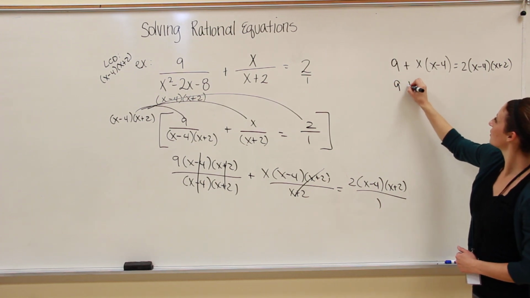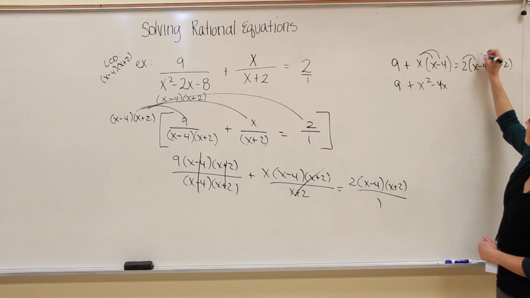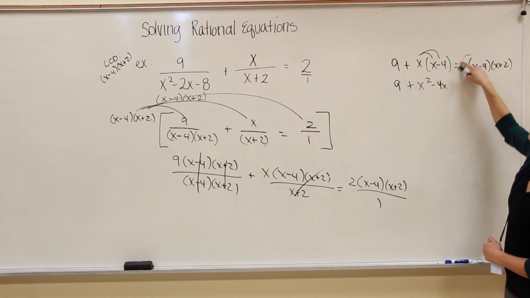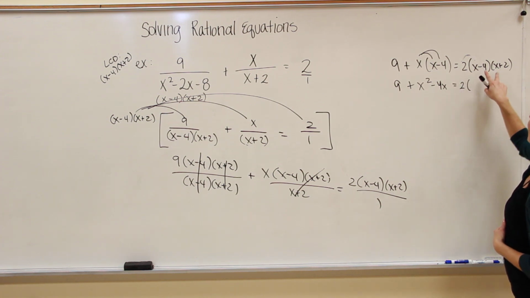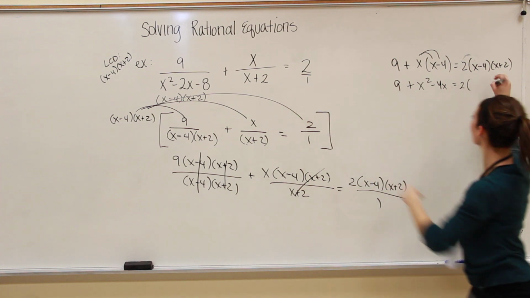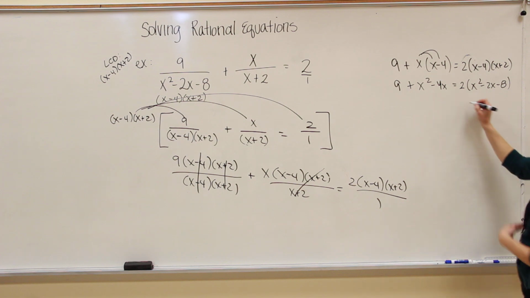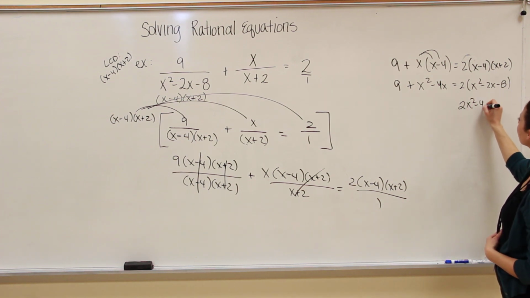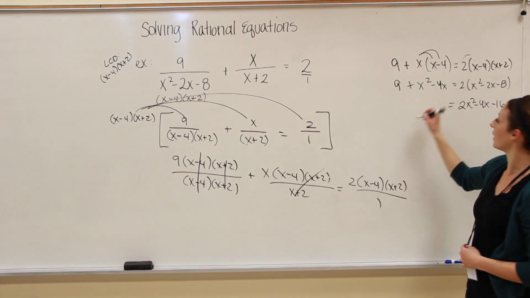You now have 9 plus x squared minus 4x. I'm going to go ahead and multiply these first. It's just easier for me. So I'm going to have 2 times, and I already know what that is, I got it from over here, it's x squared minus 2x minus 8. And I can distribute that. Nothing over here can combine.